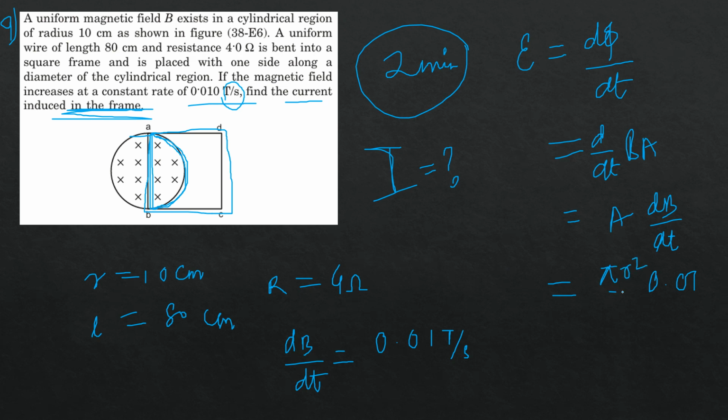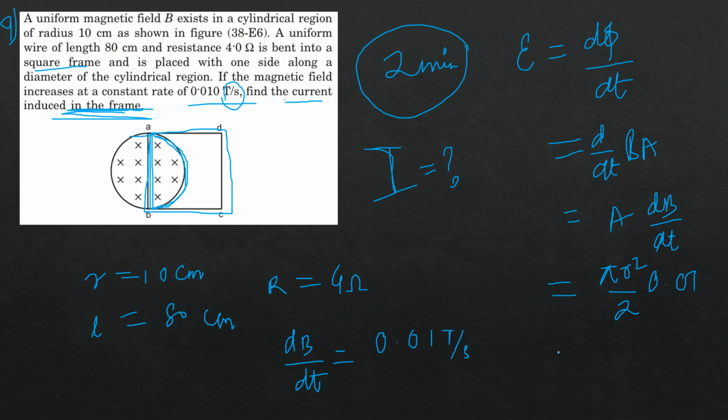Did you get it? Why not pi r square? You can say pi r square, all the magnetic field is inside here. No, because what part of the circular loop is inside the frame? We have to find the current induced in the square frame here. So what part of the circular loop is inside the frame? Only the half, this semicircular part, that is pi r square by 2.